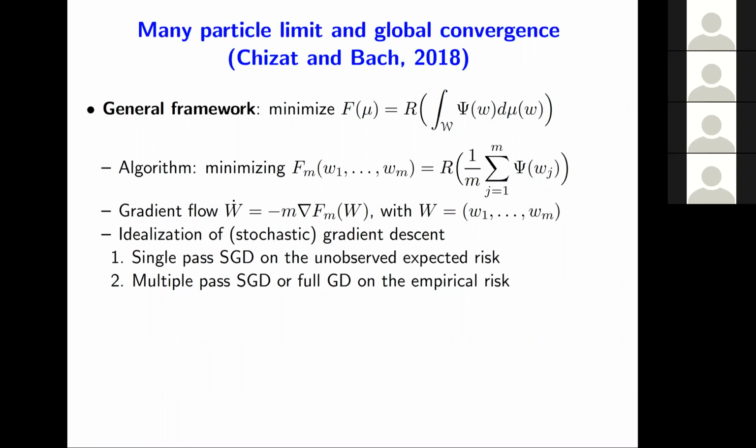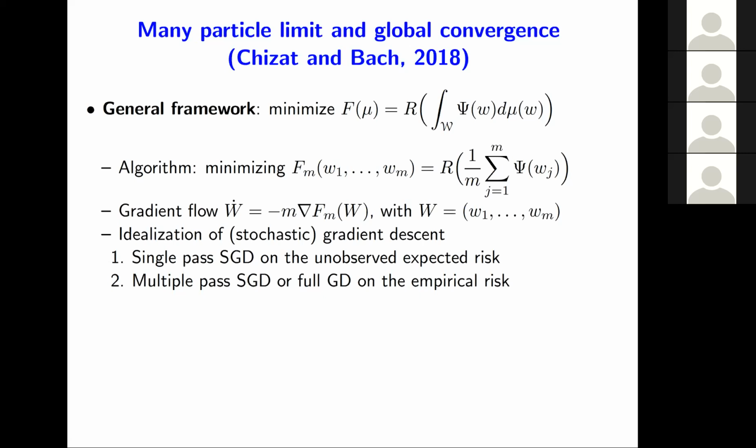And so you can show that when the step size goes to zero, SGD also will end up being close to the gradient flow. And in fact, the first proofs in the 60s or 70s were using that proximity to the gradient flow.